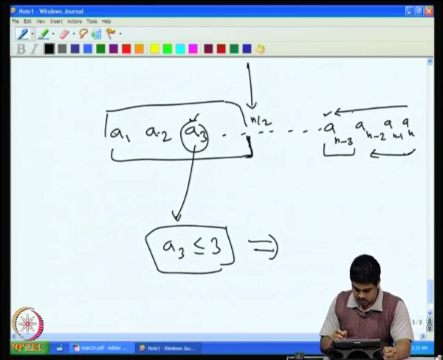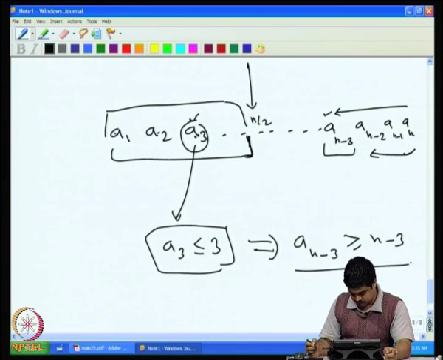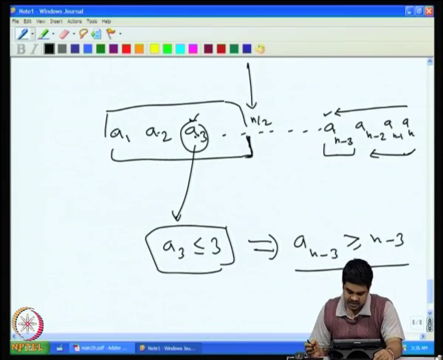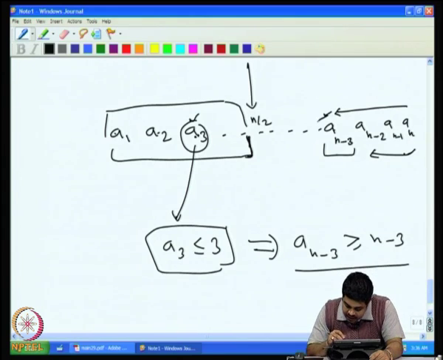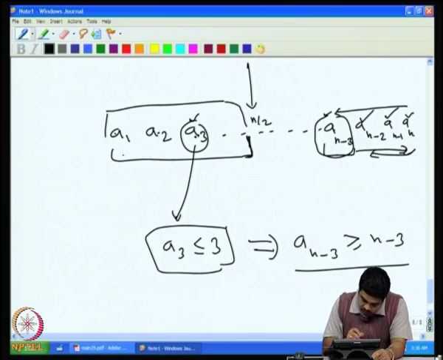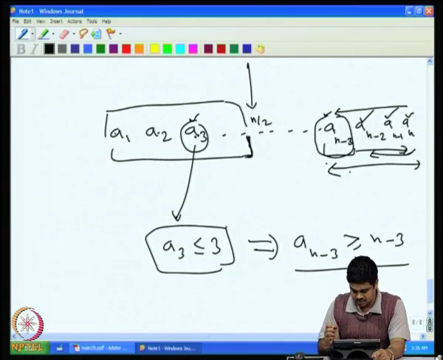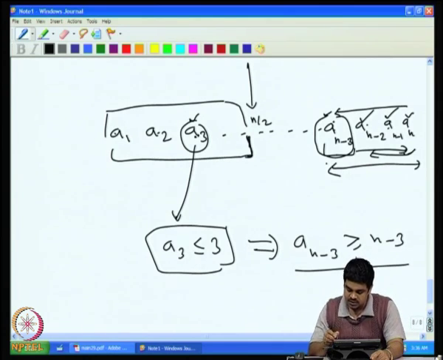So we want a_(n-3) to be greater than or equal to n minus 3. This is the condition we need, which means the number here has to be at least n minus 3. This also will be at least n minus 3, and this also, because this is in increasing order. So if the third number is at most 3, then we will have in the end 4 numbers which are at least n minus 3. This one, this one, this one and this one, the fourth.